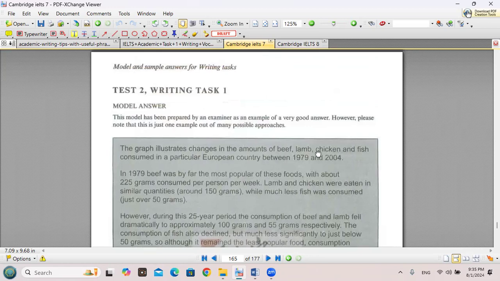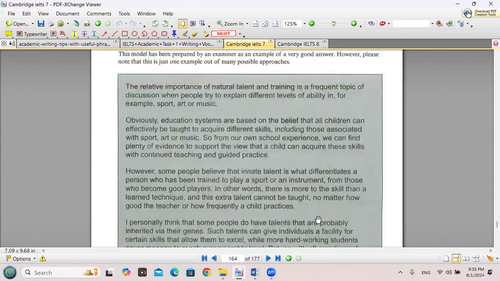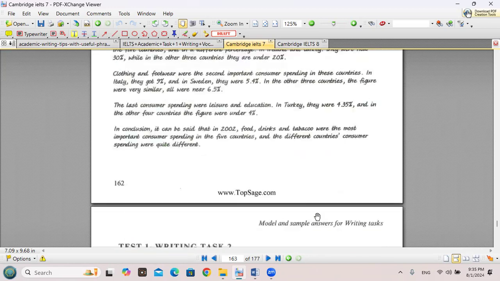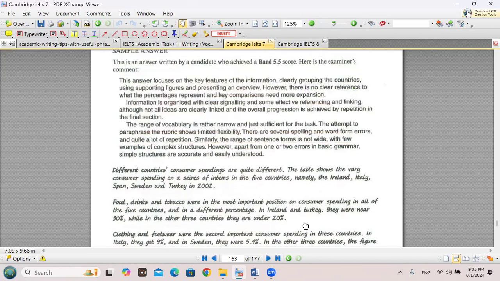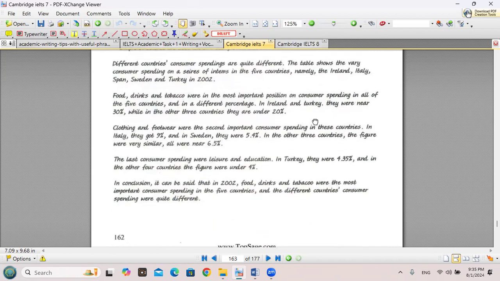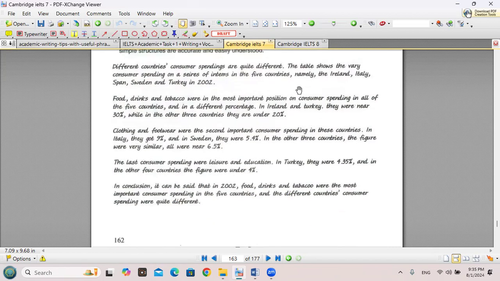Here, for example, another writing task 1. This is an examiner, as I told you, in IELTS is not specialized, it's not deeply specialized. So just try not to make it complex for yourself. For example, you have this one. It looks so good. But this one took 5.5 only. You know, this response took 5.5 only, despite the fact that it looked so good.